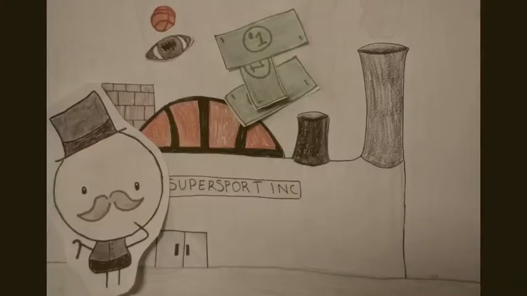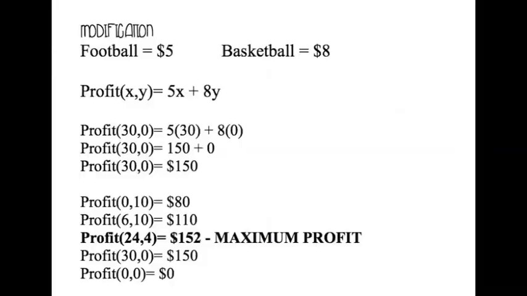That's all well and good, but what if we could change our maximum profit by changing the profit of each football and each basketball? In this case, we've changed the profit of a football to $5 and the profit of a basketball to $8. This changes our objective function to profit of x, y equals 5x plus 8y. This optimizes the separate corner point 24, 4 with a maximum profit of $152.